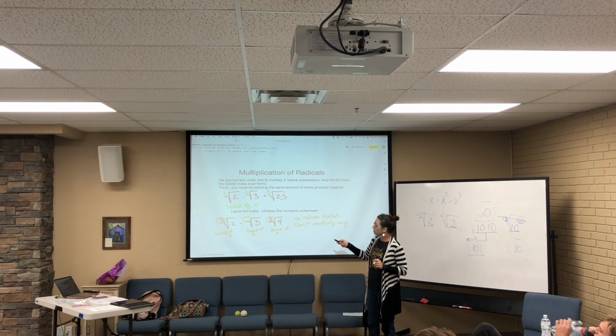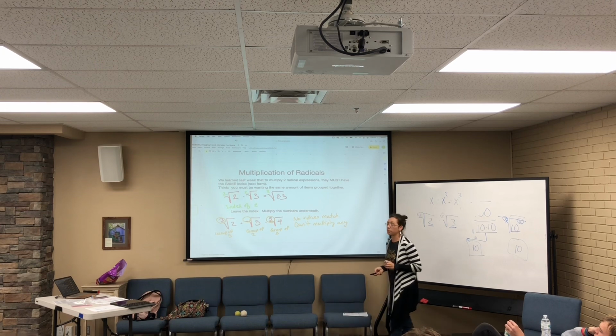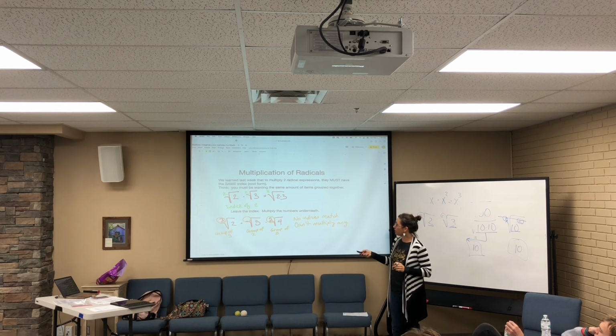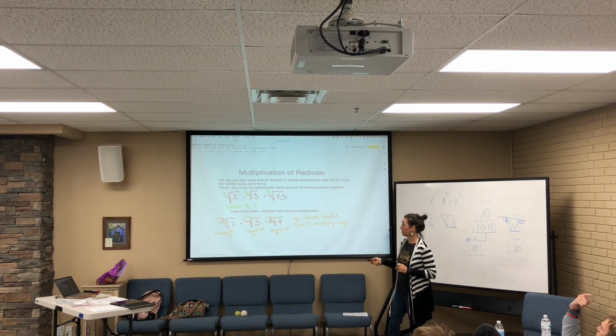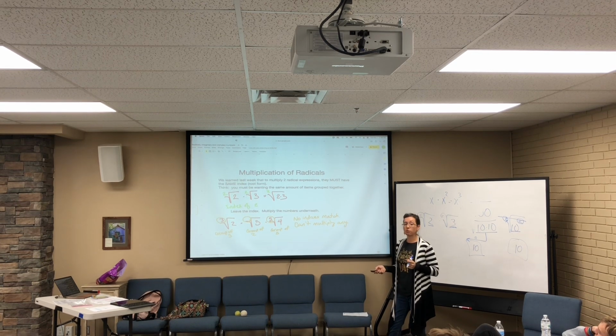I need groups of 2. I need groups of 2. When I need the same number of groups, then I can simply combine and multiply the numbers underneath. And this one down here, I need a group of 3. What's the number for this one that's empty? 2. I need a group of 2, and then I need a group of 5. So I can't combine any of these. None of them match, so none of that can be multiplied together.